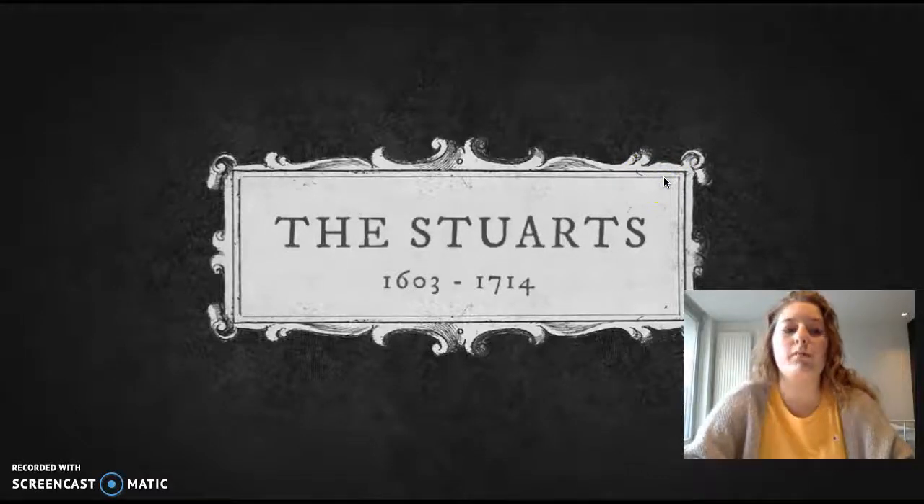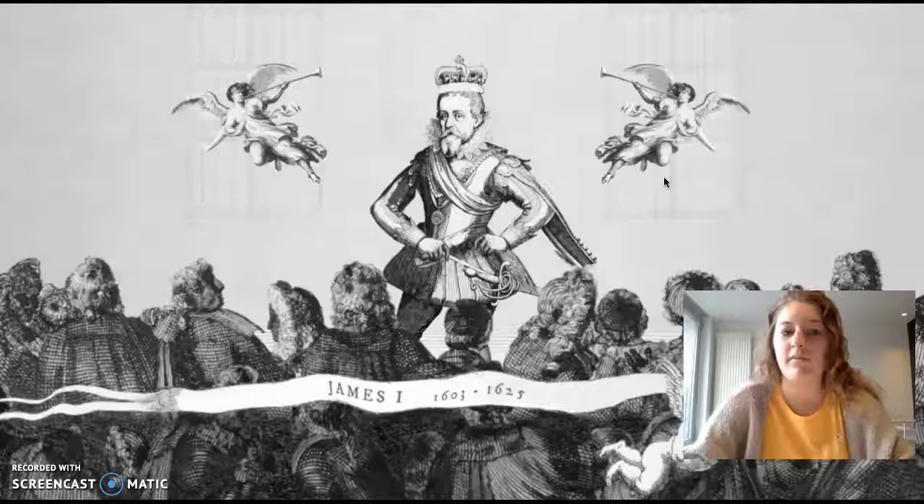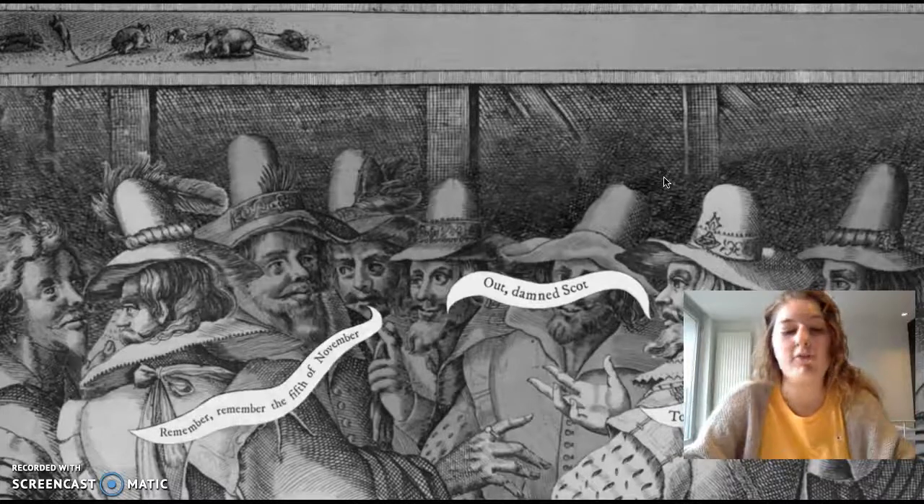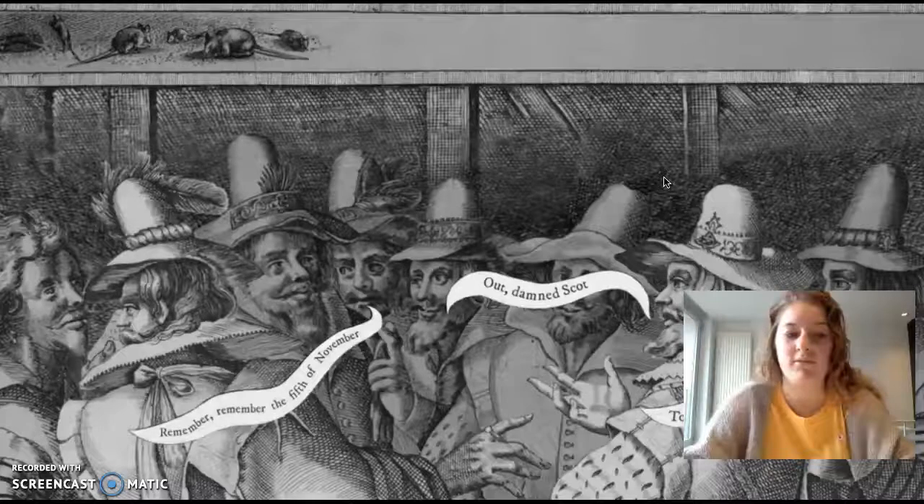The story of the Stuarts begins at the deathbed of Elizabeth I on the 24th of March in 1603. Because of this, King James VI of Scotland became the King of England. The reign of the first Stuart began in peace and celebration, but the mood of unity did not last. The Catholic gunpowder plotters aimed to topple the Protestant regime of King James I by blowing up both king and parliament during the state opening on the 5th of November in 1605.